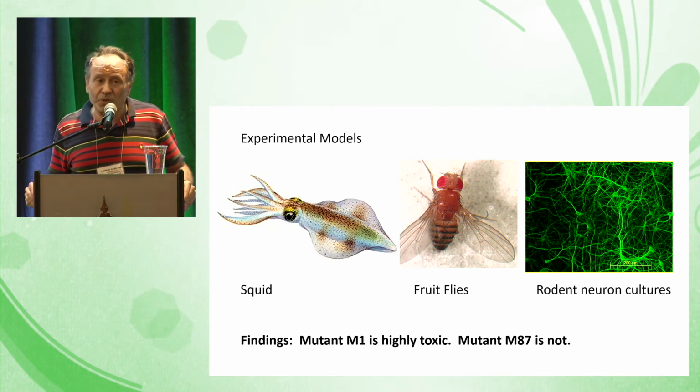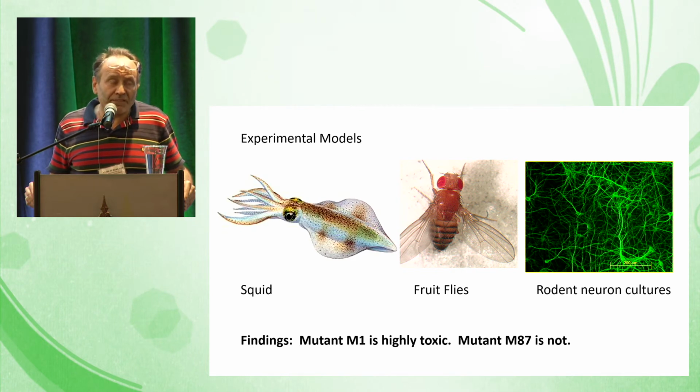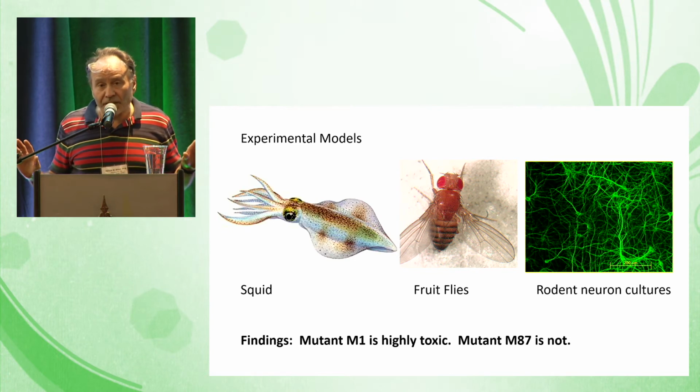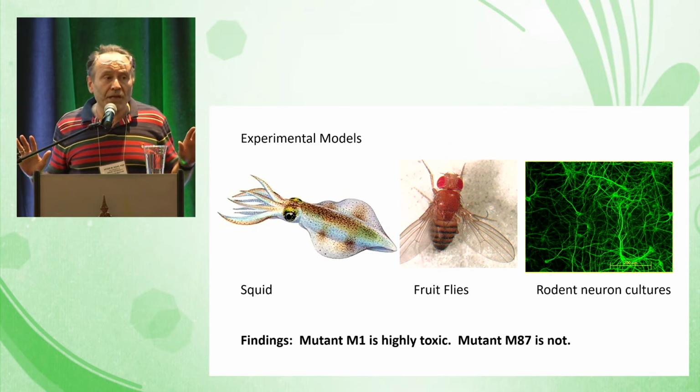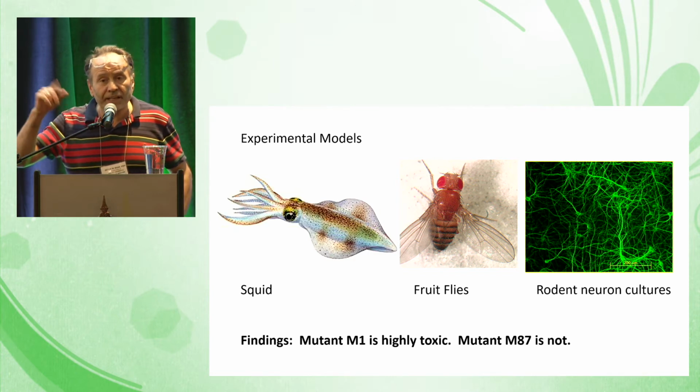What we found with all of these different systems, when we took mutant M87 and mutant M1 separately and introduced them into all of these systems, every time the mutant M87 doesn't do anything bad. The system tolerates it just fine. Every time, in side-by-side comparisons, the mutant M1 creates bad problems. If you express the mutant M1 in the fly, for example, the fly can't fly anymore.